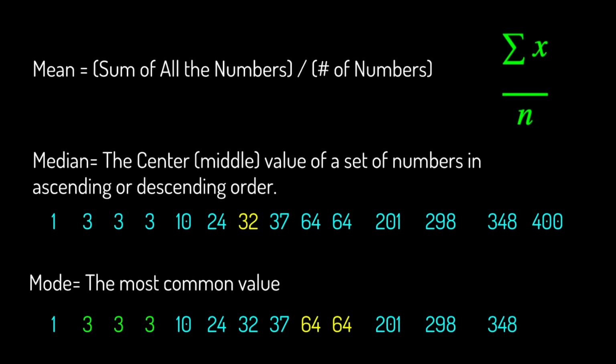Lastly, mode is the value that has occurred the most among the data. It is the most common number in the set of values. In this set, for example, the mode will be 3. 3 has occurred 3 times, while 64 has occurred 2 times, and all the other variables have occurred only one single time. Therefore, 3 is the mode.